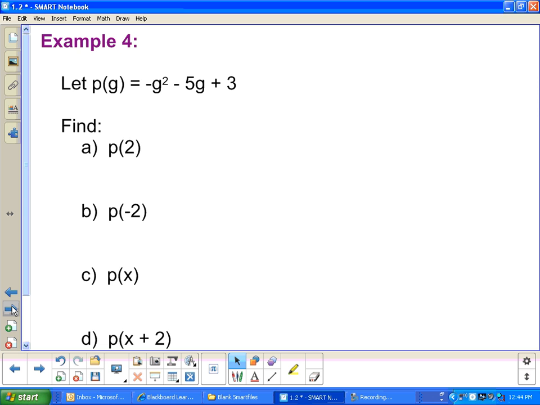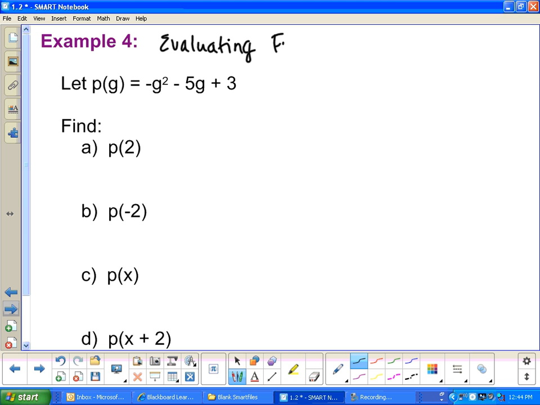Example 4. Basically, what we're looking at is evaluating here in example 4. We're going to be evaluating functions, which is just a fancy word for saying substitution. In this problem right here, that now becomes the value for g. And what I'm saying is g is going to equal 2. So if I substitute it in, be careful of that term.